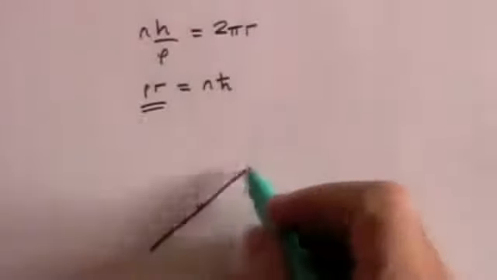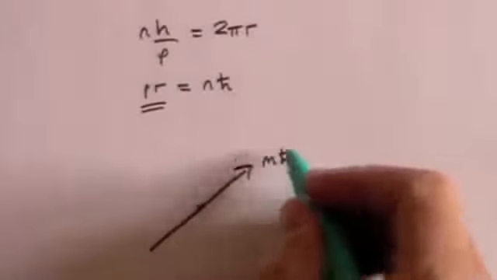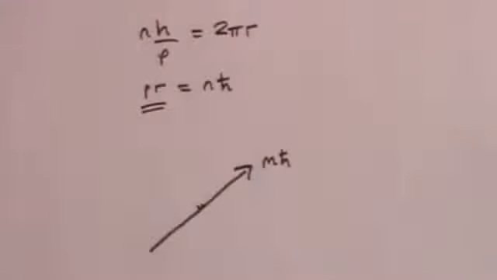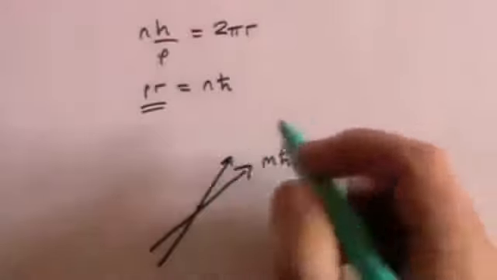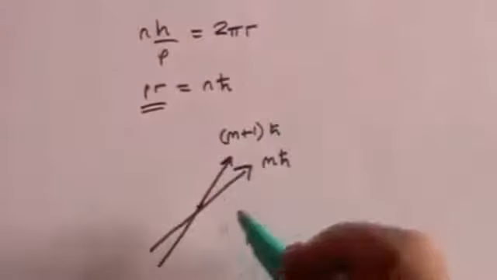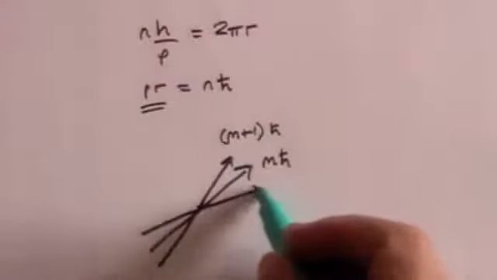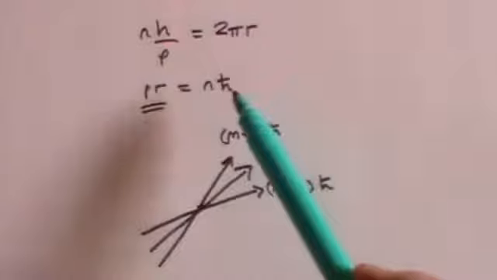So if you've got an axis that is like this, we'll call that m h bar, where m is a number, a whole number, an integer. Then if you give it a little bit more angular momentum, it will have (m plus 1) h bar, and if you give it less angular momentum, then it will be (m minus 1) h bar. The key point being it cannot have any value between these. They are step changes because angular momentum comes in units of h bar.